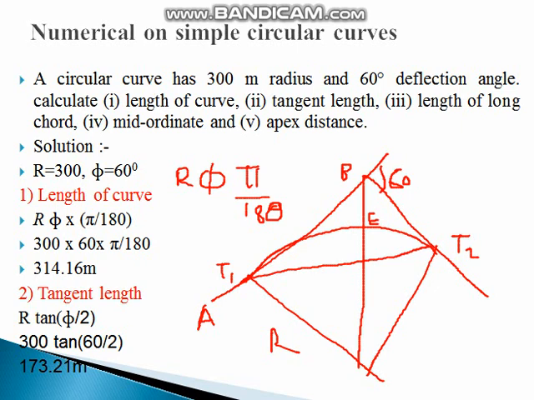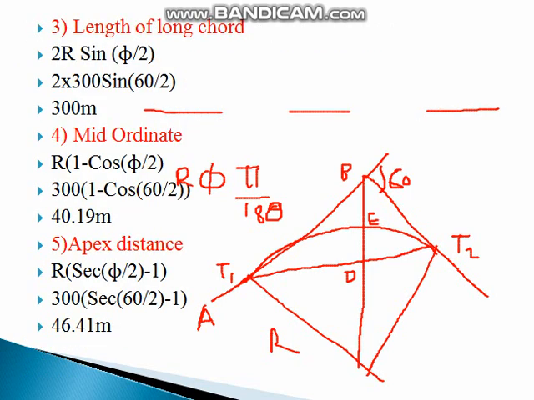Then the length of the long chord. The length of the long chord is T1 D T2, if I mark this as point D. The length of the long chord is 2R sin phi by 2. Putting in the value of R, it is 300 sin 60 by 2, where the angle of deflection phi is 60 here. Then you get the answer of 300 meters.